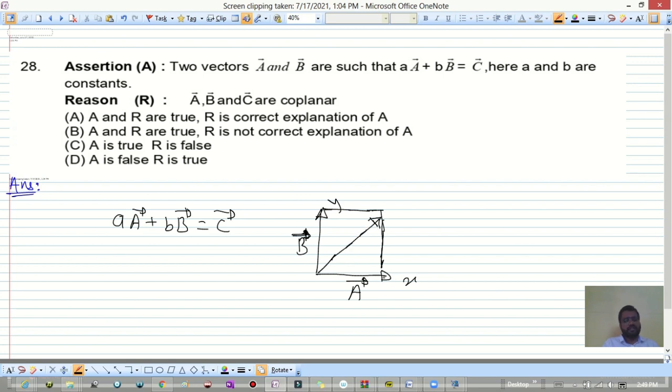If you consider x and z, that will be in the same plane. If you consider y and z, that will be in the same plane. So always, if this is the condition, it will always lie in the same plane. So can we say a bar, b bar, c bar are coplanar? Yes, true, right? So A and R are true, and R is a correct explanation of A. So option A is the correct option over here.